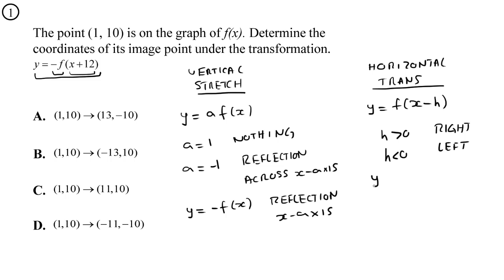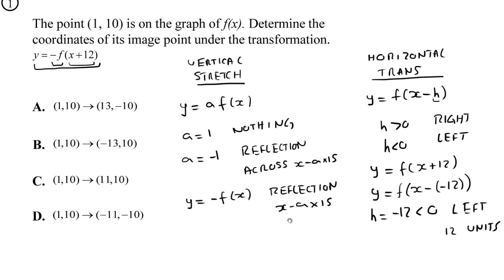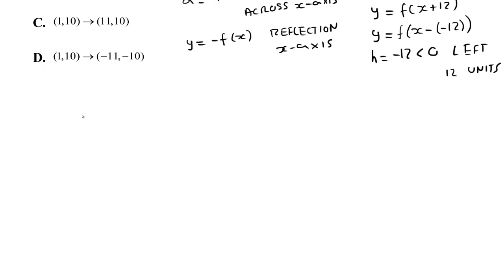And in our case, we have y = f(x + 12), which is the same as y = f(x - (-12)). So we had to put it into this form to figure out what our h value is. So our h is equal to -12, which is less than 0. So it's going to be a shift to the left by 12 units. So let's put all these transformations together to see how our point (1, 10) is affected.